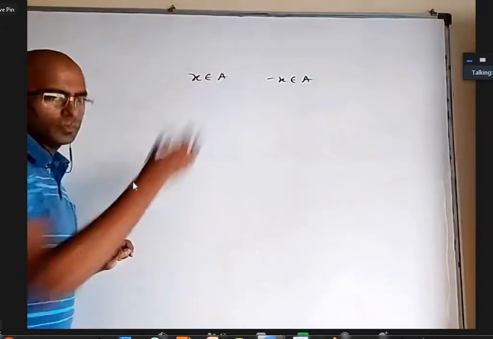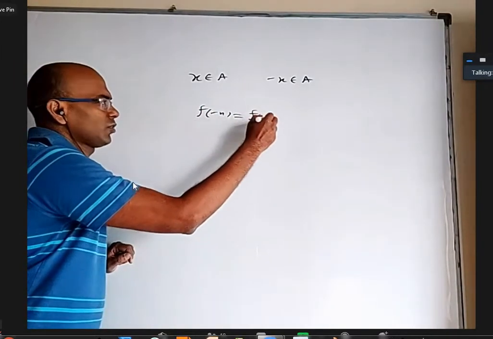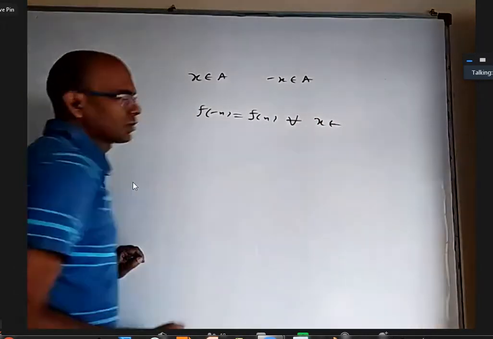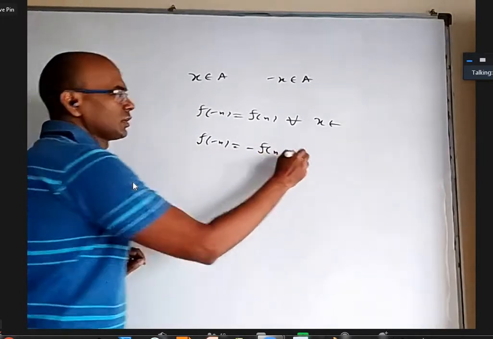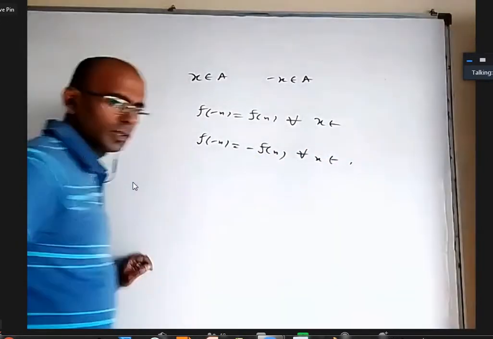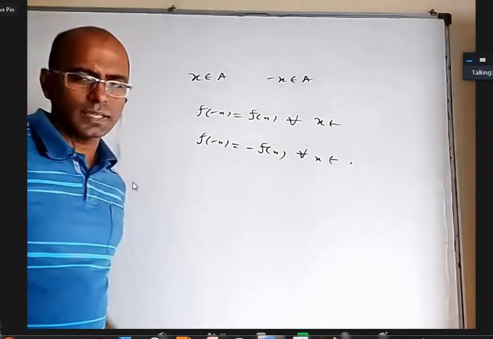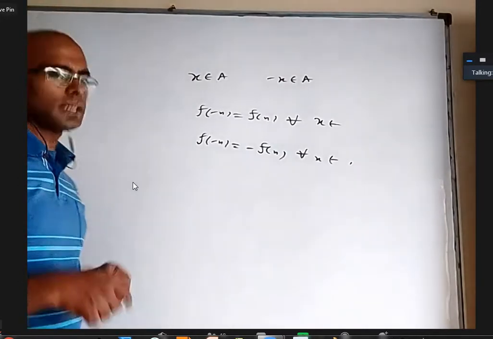if A is the domain of that function. And f of minus x, if it is equal to f of x for all x belongs to the domain, then it is called an even function. And if f of minus x is minus f of x for all x belongs to the domain, it is an odd function. If f of minus x doesn't come as this or this, it comes as something else, need not be f of x or minus f of x, then it is neither even nor odd.